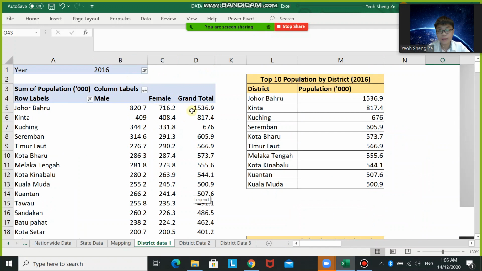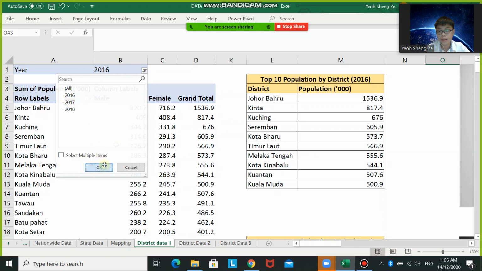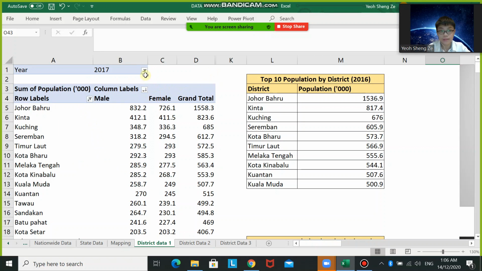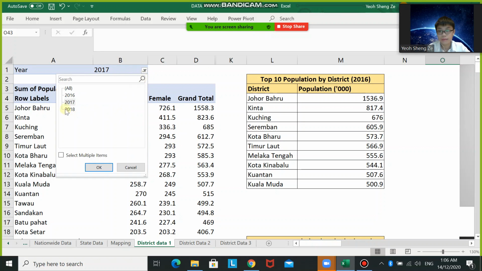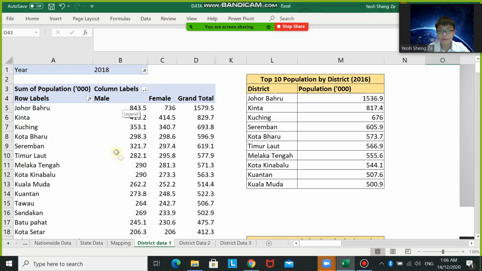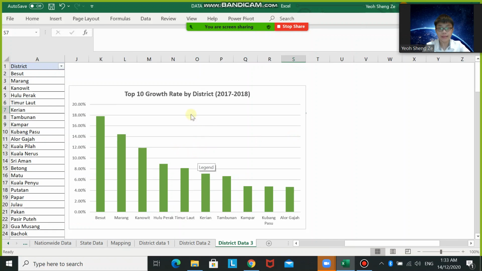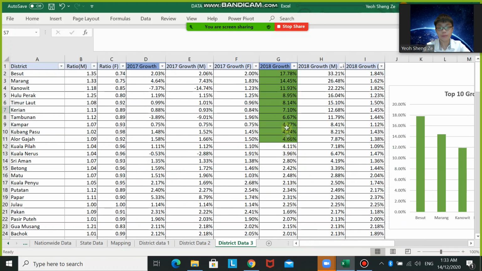Right now, it is showing the 2016 state data. This is the data for 2017 and the data for 2018. This is the chart showing the top 10 growth rate by district from 2017 to 2018. The data is extracted from the pivot table over here.